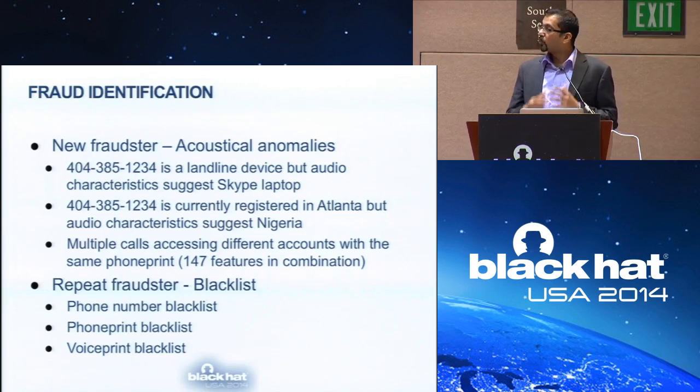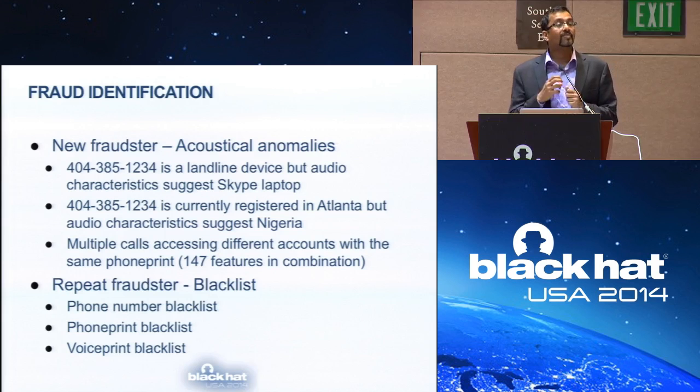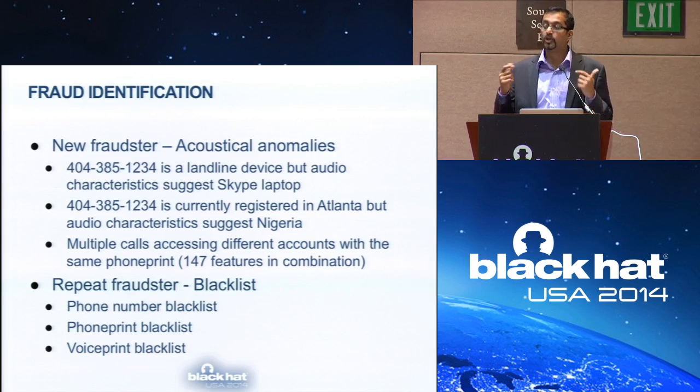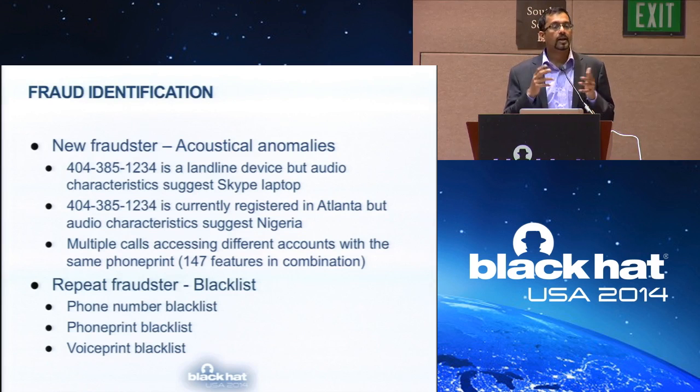So with this, what does our system do? What our system does is compose anomalies to identify when you see new fraudsters, and then it creates phone prints and voice prints and phone number profiles for these fraudsters so that if they ever come back again, you can identify them.